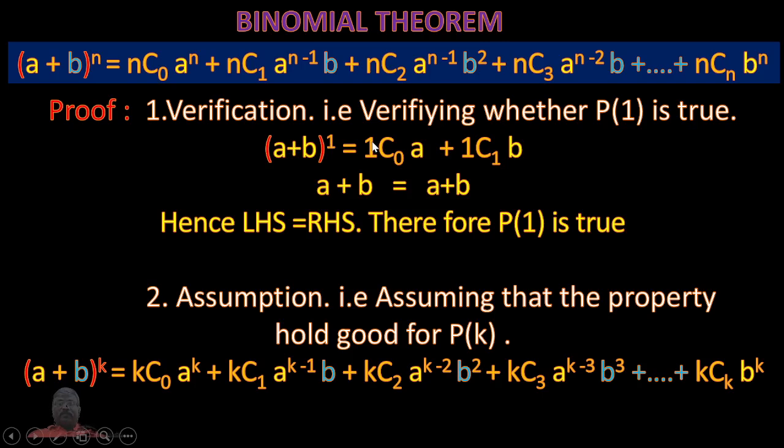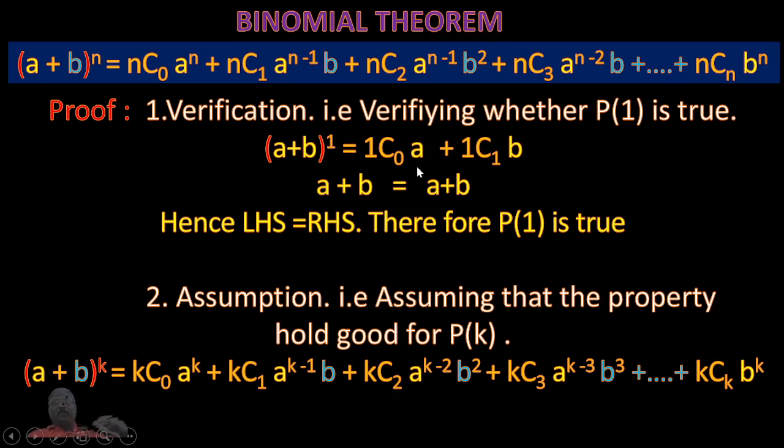Verification. We have to verify whether the property p of 1 is true. (a + b) to the power 1 equals 1C0 a plus 1C1 b. If you take only one term, we can easily see that the property holds good. If you put n equal to 1, we get 1C0, and here we get a to the power 1, that is a, and in the next term we get 1C1 and a to the power 1 minus 1, which is a to the power 0, that is 1, and we get b.